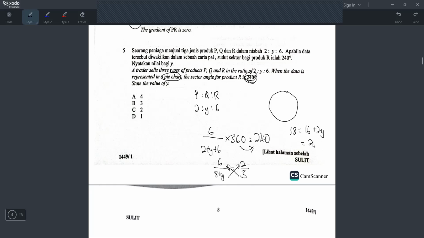So now how to find y? 2y, 16 move it over, becomes minus. 18 minus 16 is 2. So y equals 2 divided by 2, which is 1. So the answer is D. All right. They want to find the value of y, right?